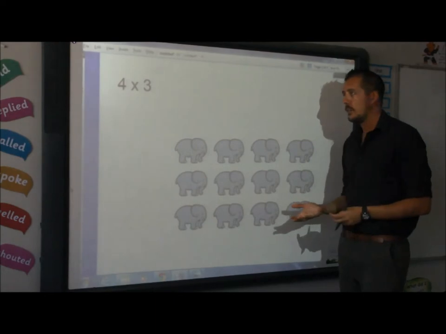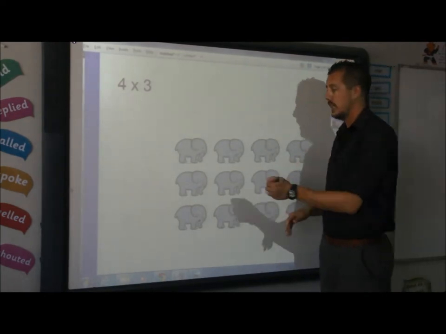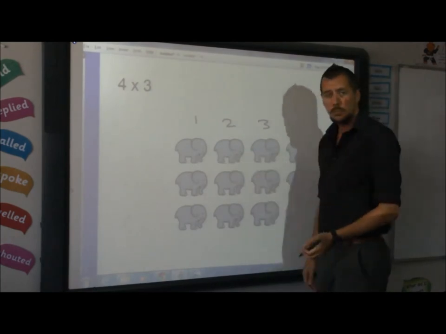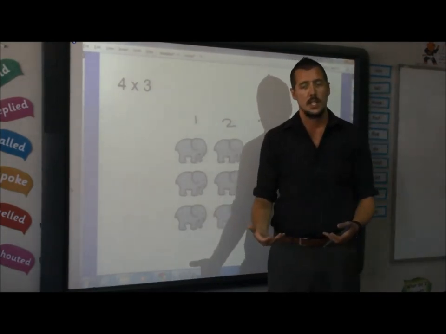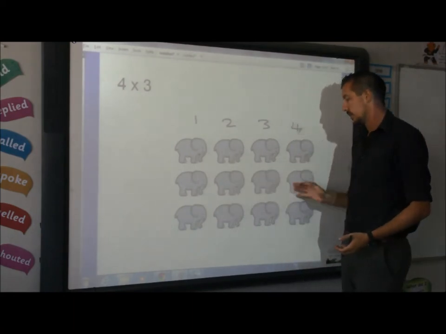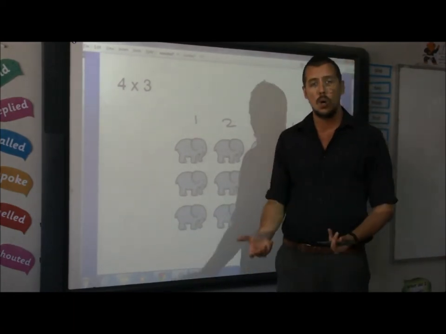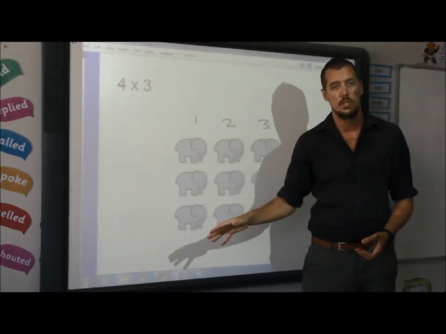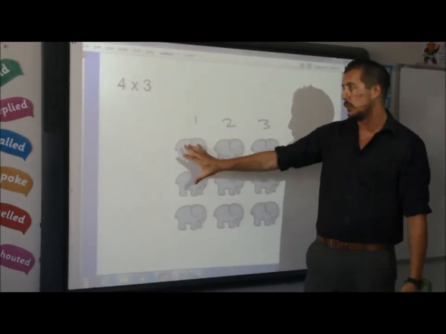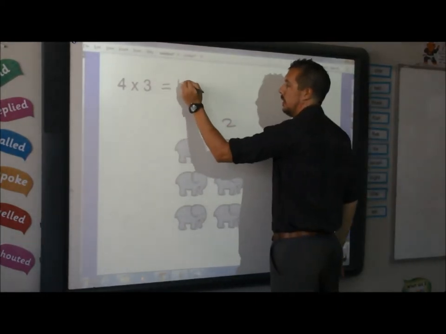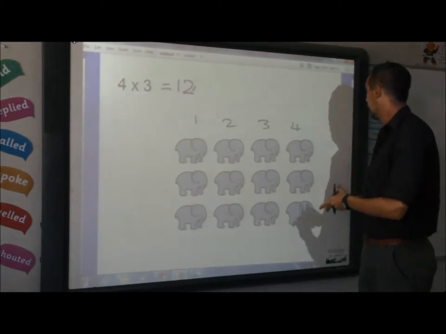Okay, so again, here we have 4 times 3, so that gives us 1, 2, 3, 4 columns of 3. 1, 2, 3, 1, 2, 3, 1, 2, 3, 1, 2, 3. Now, as your children get that bit older, they can start moving on from counting them as individual objects to groups. So we've got 3, 6, 9, 12, giving us our answer.